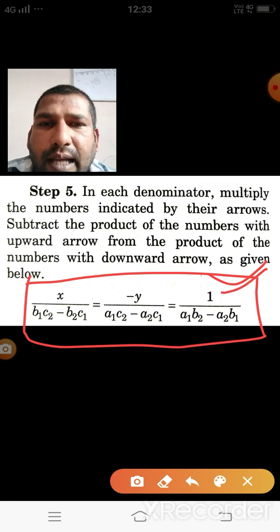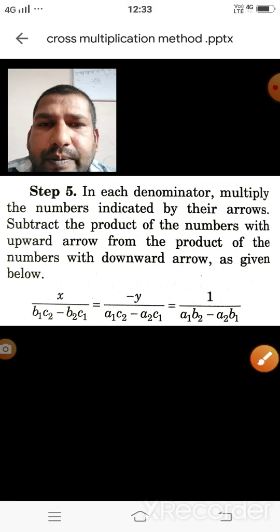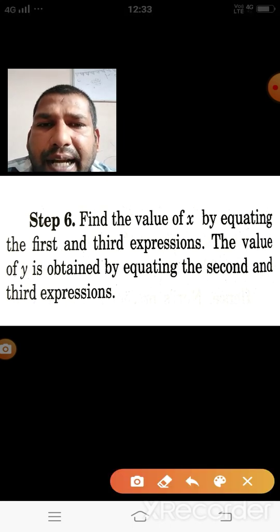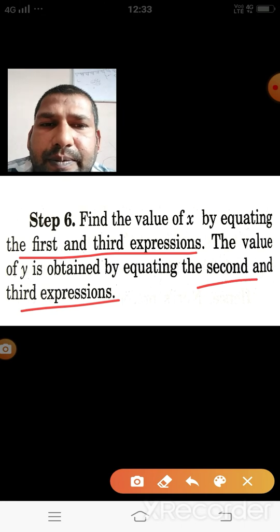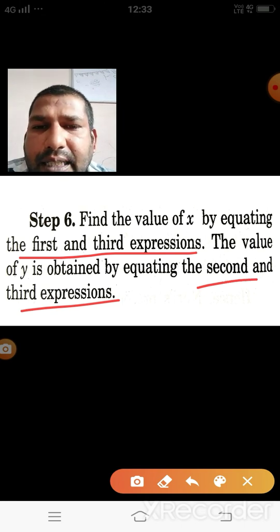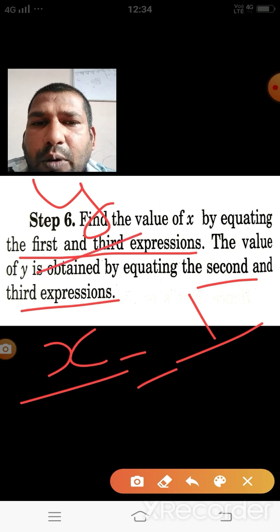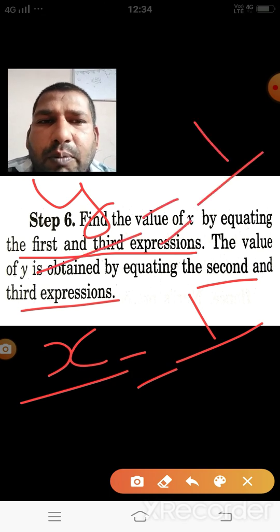Both the things you have: either you put the value directly or you may use the concept. Then what we have to do, we are observing here, for finding the value of x we are equating the first and third expression, and for finding the value of y we are equating the second and third expression. For finding x we take the value x upon, and equate it with 1 upon, and for finding y we take y upon, and equate it with 1 upon.